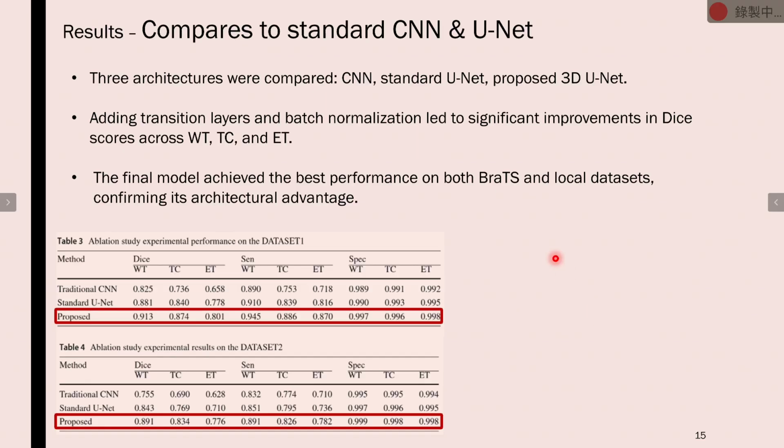And the second result compares their proposed 3D UNet to the standard CNN and the standard UNet. The result is that adding the translation layers and the batch normalization can significantly improve the dice scores across tumor regions.